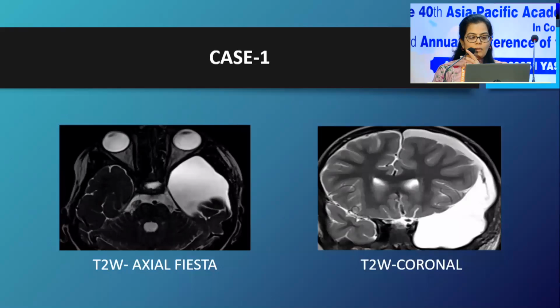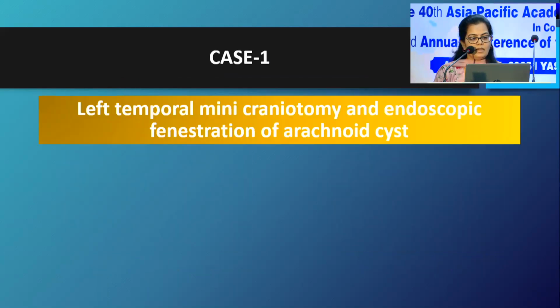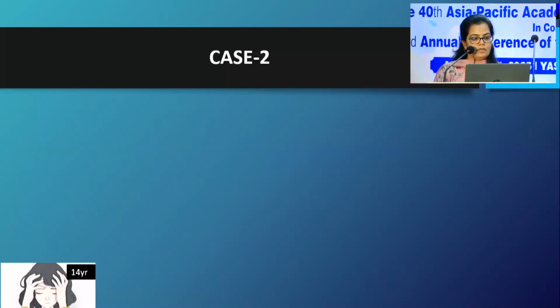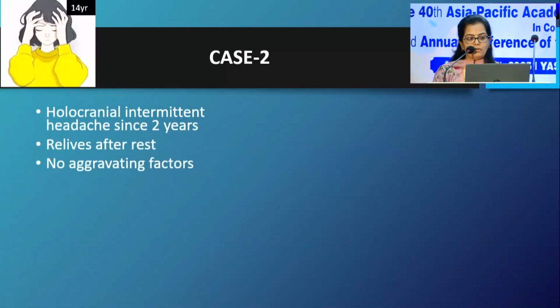He underwent a neuroimaging where a large cystic mass was noted in the left temporal region, suggestive of an arachnoid cyst. He underwent a left temporal mini craniotomy and endoscopic fenestration of the arachnoid cyst, and there was resolution of the subarachnoid fluid. This was a case of a 14-year-old child who came with holocranial intermittent headache since 2 years, which relieved after rest, and there were no aggravating factors.